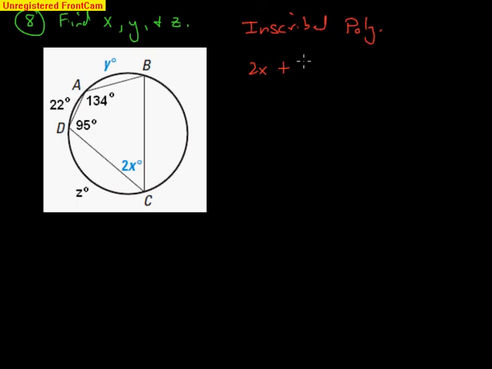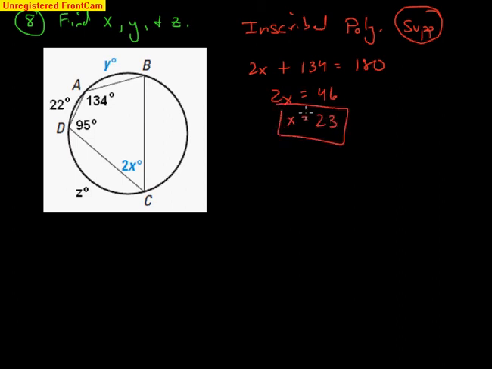So to find x, 2x plus 134 is going to equal 180. They're supplementary. So remember that, supplementary. So I'll subtract 134 and get 46 and divide by 2. X is 23, making this angle 2 times 23, or 46.